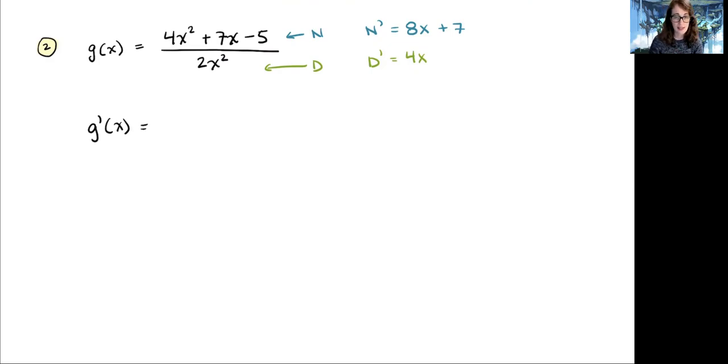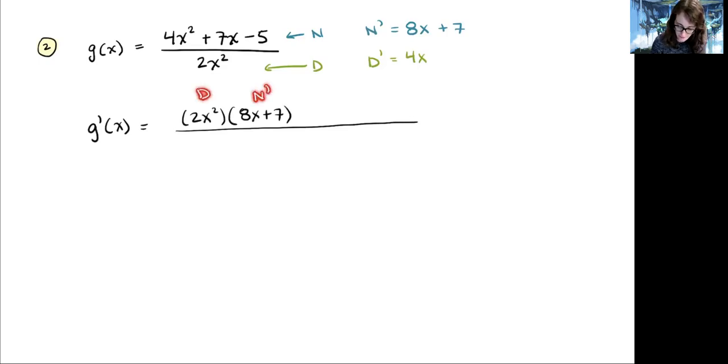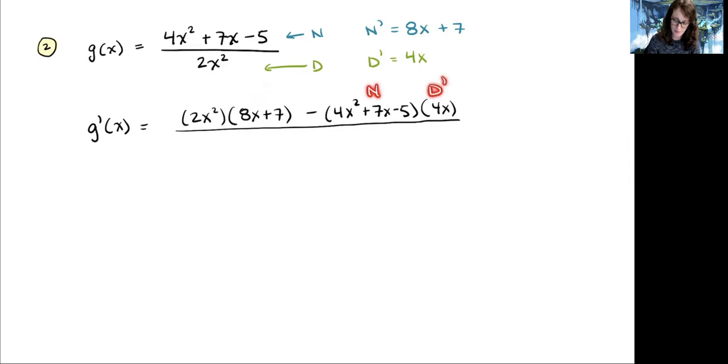So we'll do the denominator times the derivative of the numerator, right? And it's all in this big quotient here. So we have the bottom times the derivative of the top, which was 8x plus 7. Okay, so this is d times n prime. Then we subtract n times d prime, the top times the derivative of the bottom. Okay, so this is n times d prime.